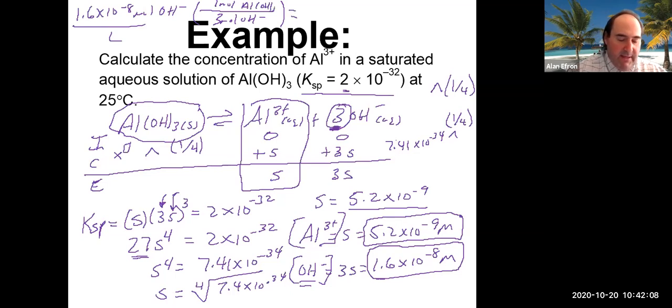And that then would make you divide your 1.6 to the minus 8 by 3, and you're back to your basically 5 times 10 to the minus 9 molar for your whole thing, which is the value of S, basically. So as you can see, if you go backwards based on stoichiometry, S always ends up being the molar solubility of the whole thing as well. Question on that?